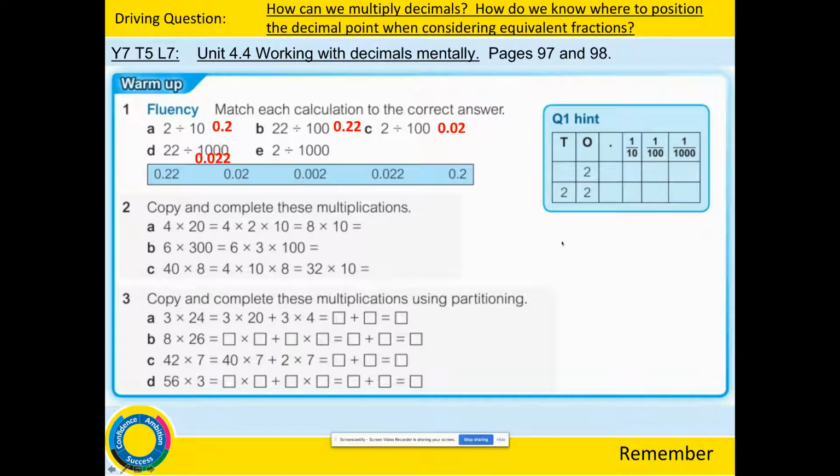And then 2 divided by 1,000. 1, 2, 3. Fill up with a 0, and a 0. So 0.002.